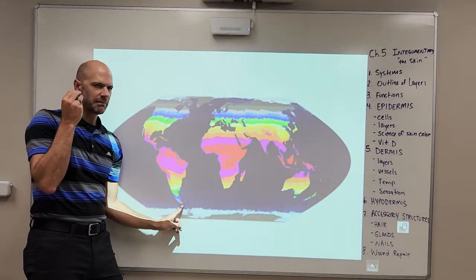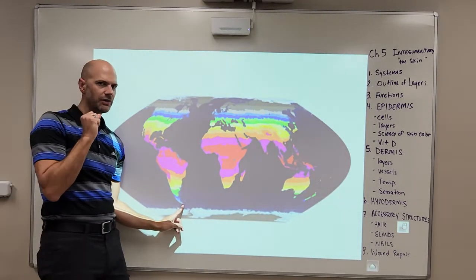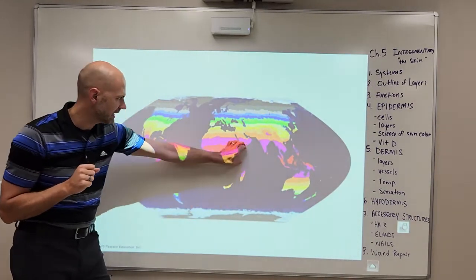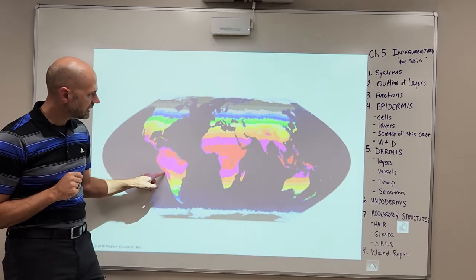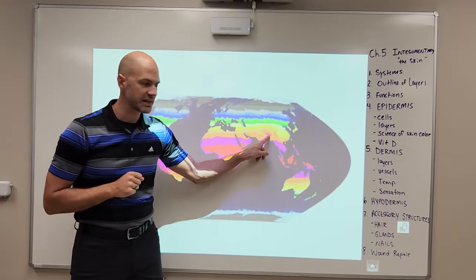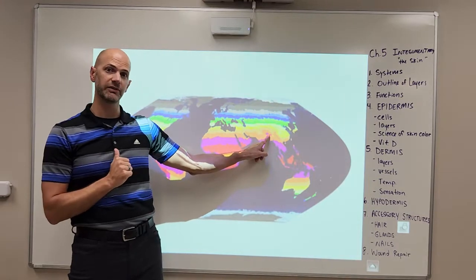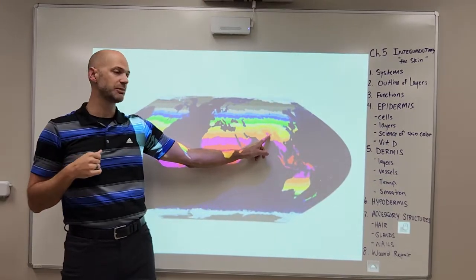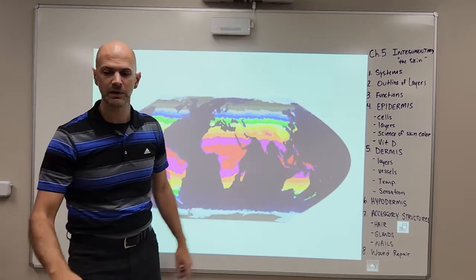Okay, so that kind of matches another map that I'm going to show you. Notice where we have the highest amount of UV, around the equator, and really high up in the mountains. Here's the Andes Mountains, and here's the Himalayas. The Himalayas is where Mount Everest is, okay? Very high elevation and more exposure to UV.